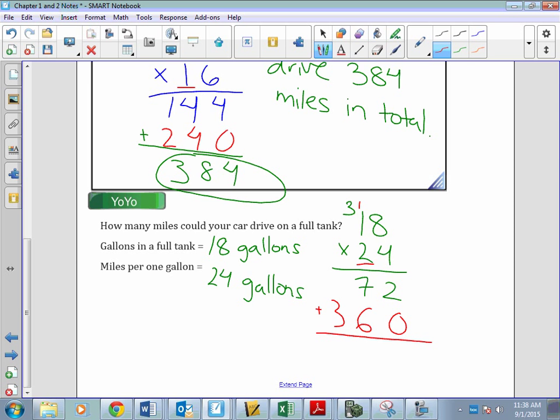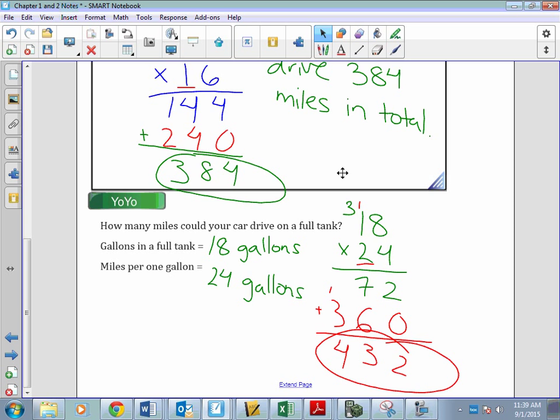In total, I add those things up, and I'm going to get that my car could go 432 miles on a full fill at the pump. That is it for 1.3.